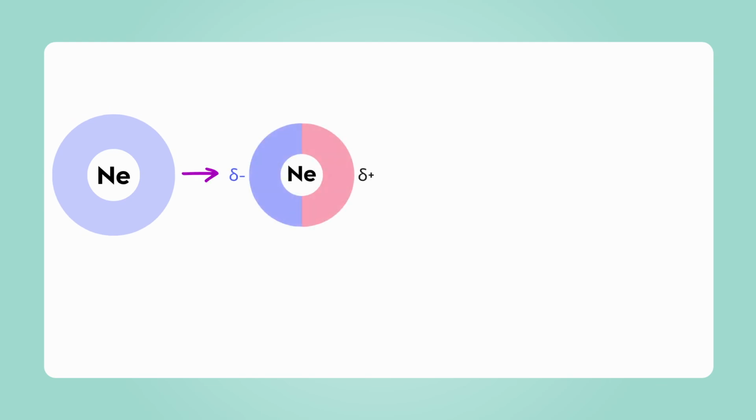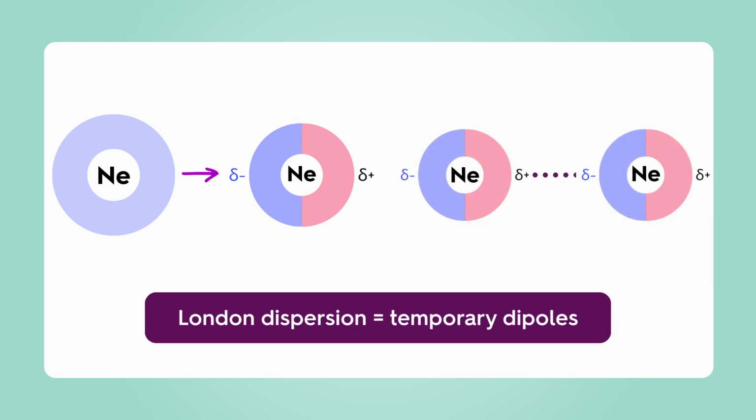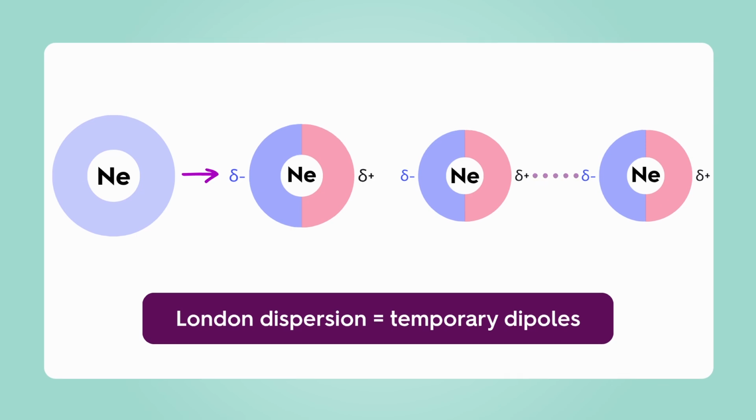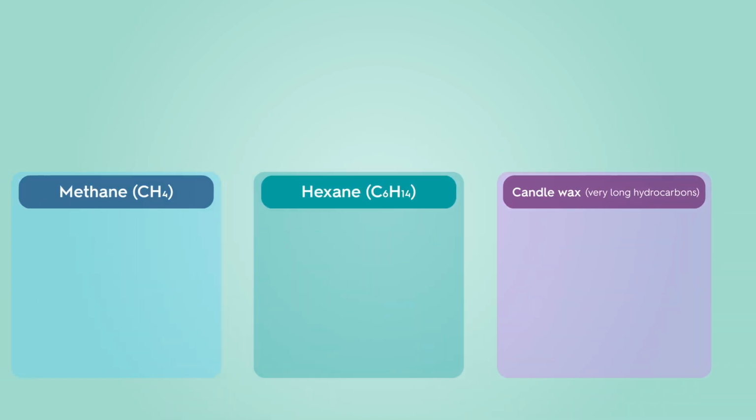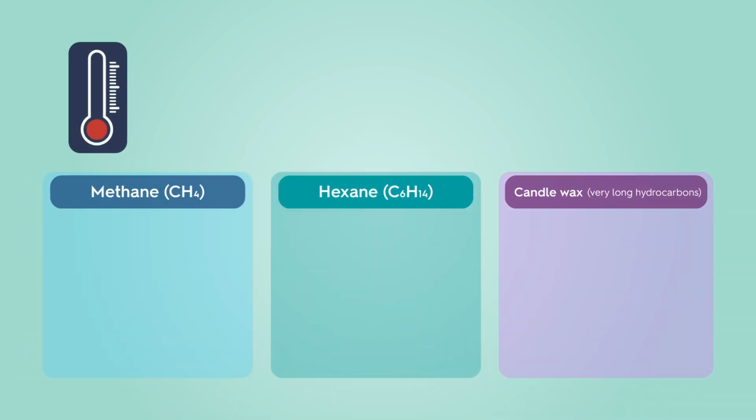Now for the force that every substance has. London dispersion. Electrons are always moving, so at any instant, one side of a particle can become slightly more negative than the other. That temporary imbalance can induce a dipole in a nearby particle, creating a brief attraction. It is weak for small particles, but it can add up in larger ones. This is why larger nonpolar molecules can still stick together surprisingly well.